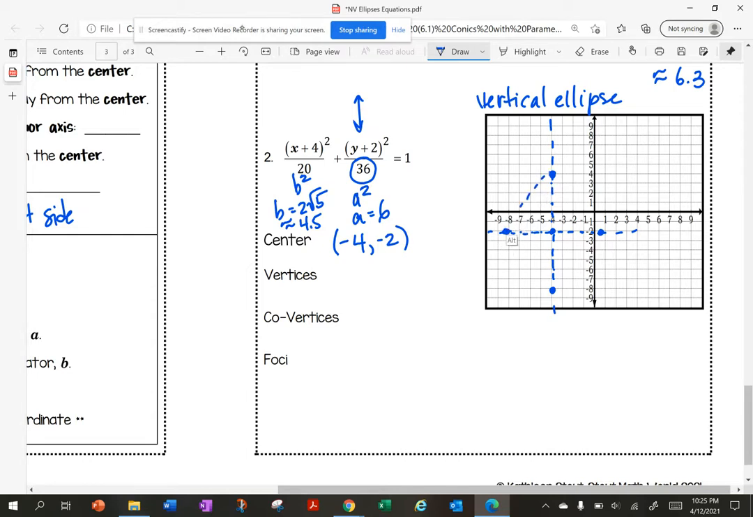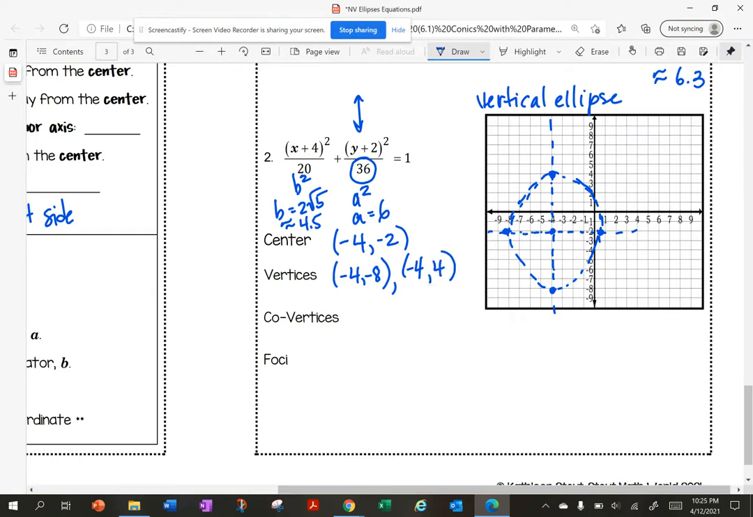Okay, I'm going to sketch in my ellipse. There we go. So the vertices are at -4, -8. So -4, -8, and -4, 4.